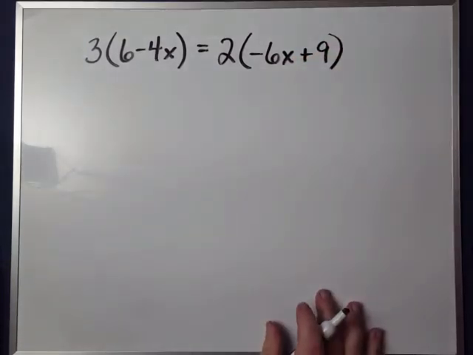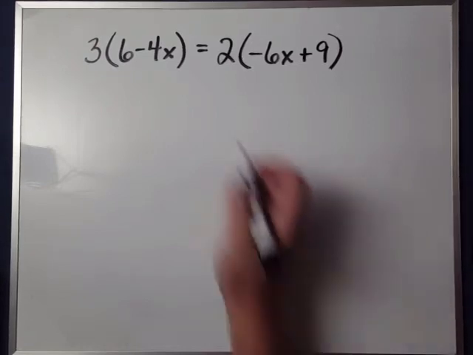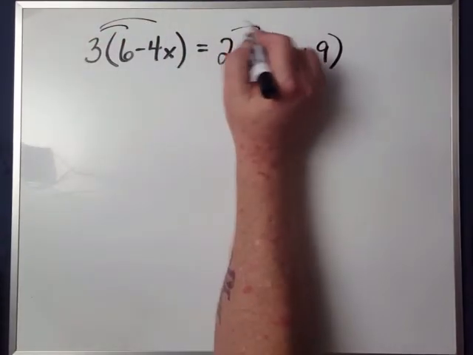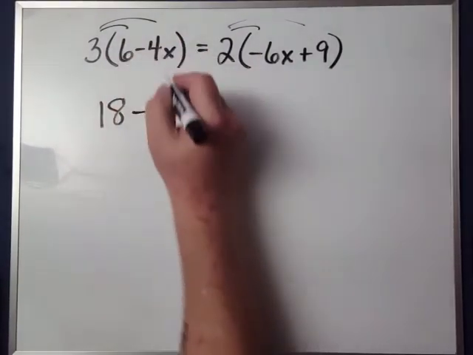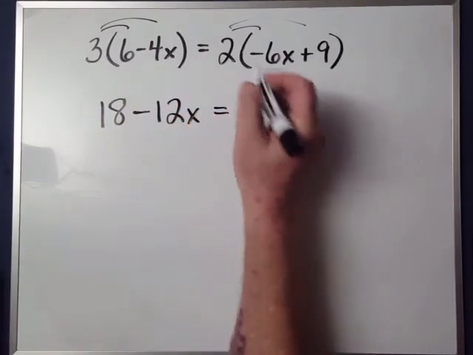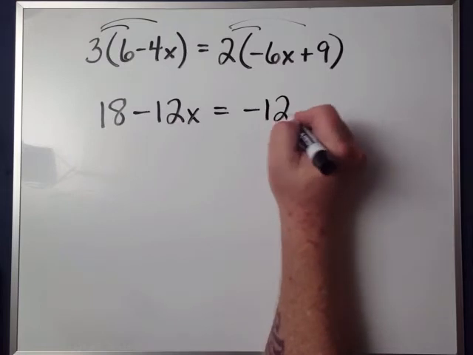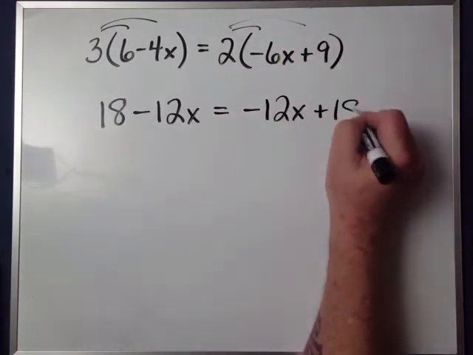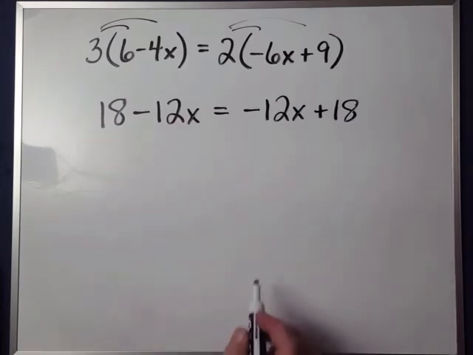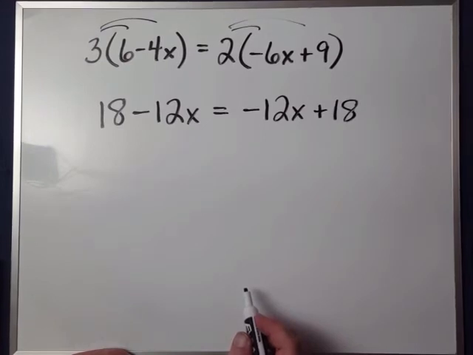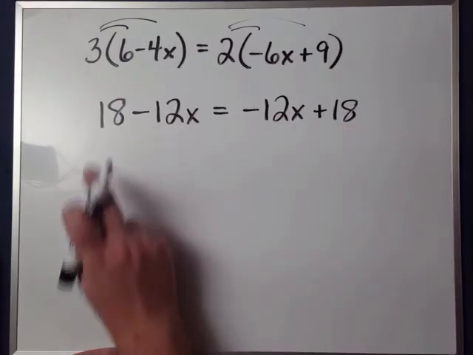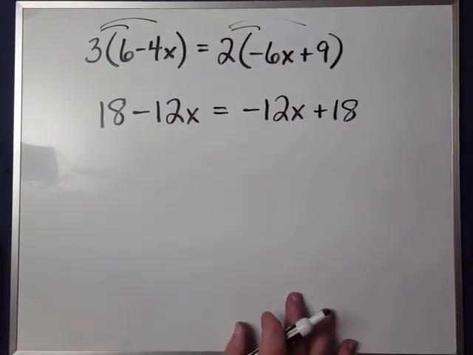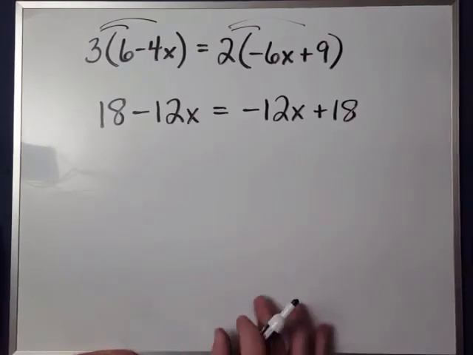In number 36, both sides need to be simplified. Distribute this 3, distribute this 2. On the left-hand side, distributing the 3, we get 18 and minus 12x. On the right, we have minus 12x and a plus 18. Do you see already that the two sides are exactly the same, commutative property of addition? The negative 12x, the positive 18, those two sides are the same. I would be fine if you stopped right here and said, I have a true statement.